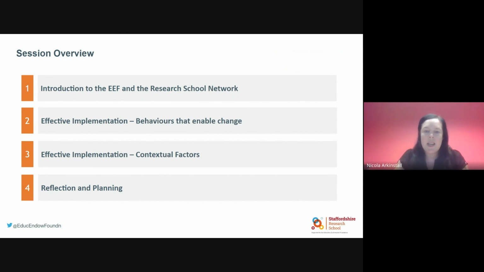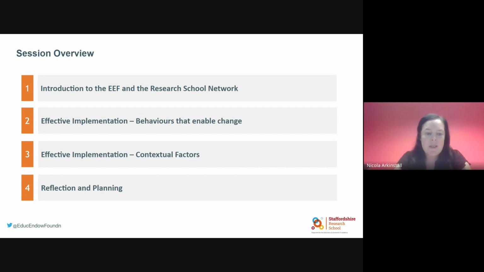In terms of our overview, it's going to be a bit of a whistle-stop tour of the guidance report. It'll hopefully start to introduce you to what the research is telling us about how we can affect change in our schools in a really effective way, so they make a difference in our classrooms and in our subjects as subject leads. I'm going to do a really short introduction to the EEF and Research School network, so you know who we are. Then I'm going to focus in on the first recommendation of that guidance report, which is about the behaviours that enable change. We're then going to pass over to Stacey, who's going to look at the second recommendation, which is about the contextual factors.